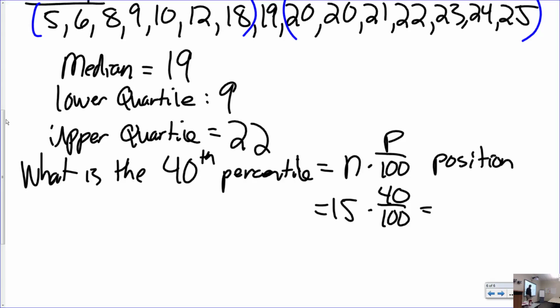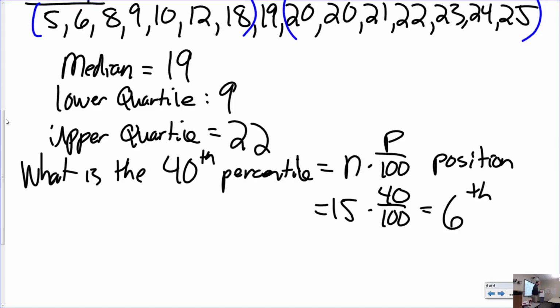What is 15 times 40 over 100? 6. When you are calculating your percentiles, if you get an exact number, what this means is that the 40th percentile is exactly the 6th number in your set.